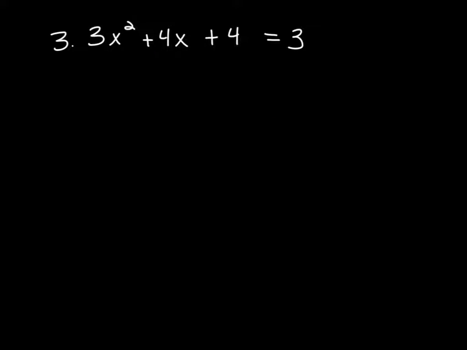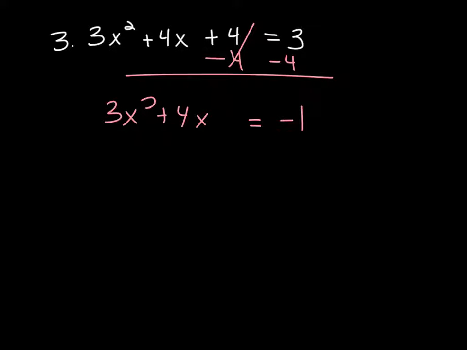Okay, so the next question is very similar. I'm going to move over my C term, which is 4, and end up with 3x squared plus 4x equals -1. And then I also realized in this specific problem that my A term is not 1, it is 3, so I need to divide everything by 3, allowing my A term now to be 1.